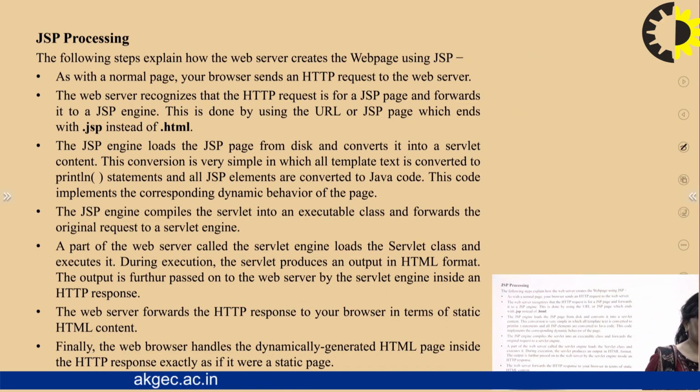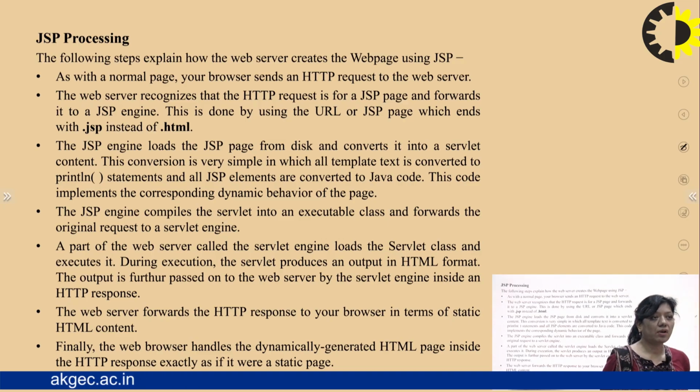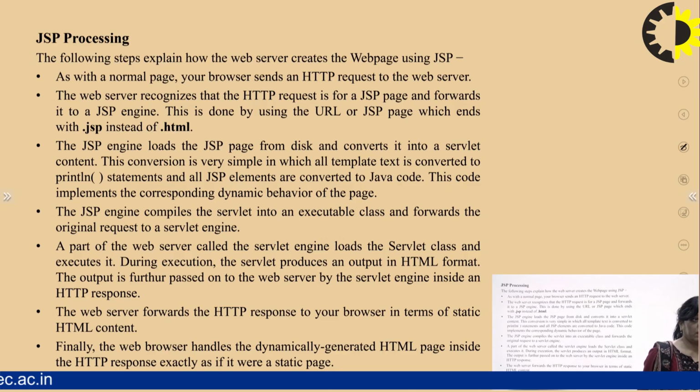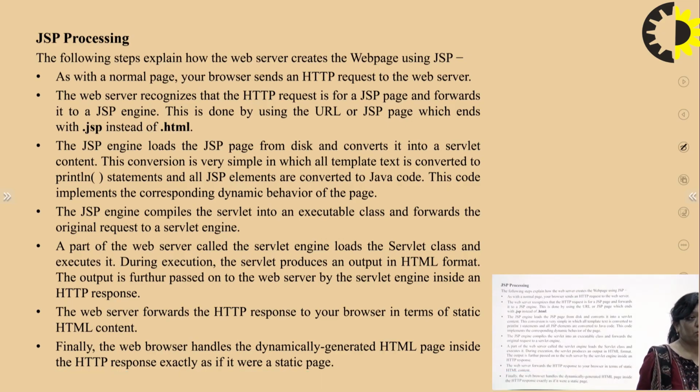Now, JSP processing. The following steps explain how the web server creates a web page using JSP. As with a normal web page, your browser sends an HTTP request to the web server, and the web server recognizes that the HTTP request is for a JSP page and forwards it to a JSP engine. This is done by using the URL or JSP page which ends with .jsp instead of .html. The JSP engine loads the JSP page from disk and converts it into servlet content. This conversion is very simple, in which all the template text is converted to println statements and all JSP elements are converted to Java code.